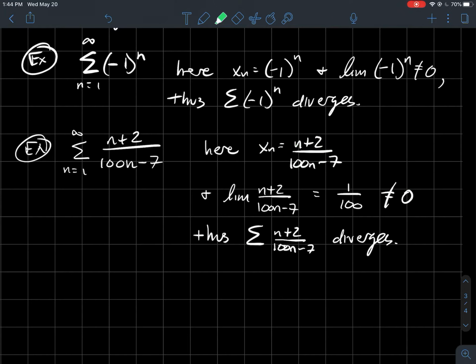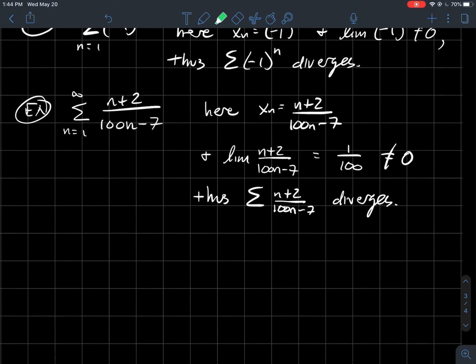Cool. And maybe a way to think about this, right? What this is trying to say is that eventually this is like adding 1 over 100 to itself infinitely many times, which does not ever level off anywhere, right? So in other words, that thing should diverge.